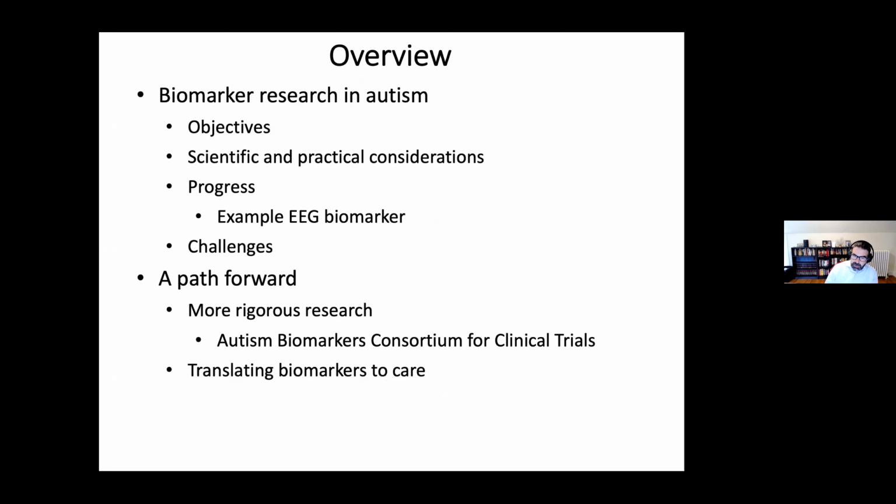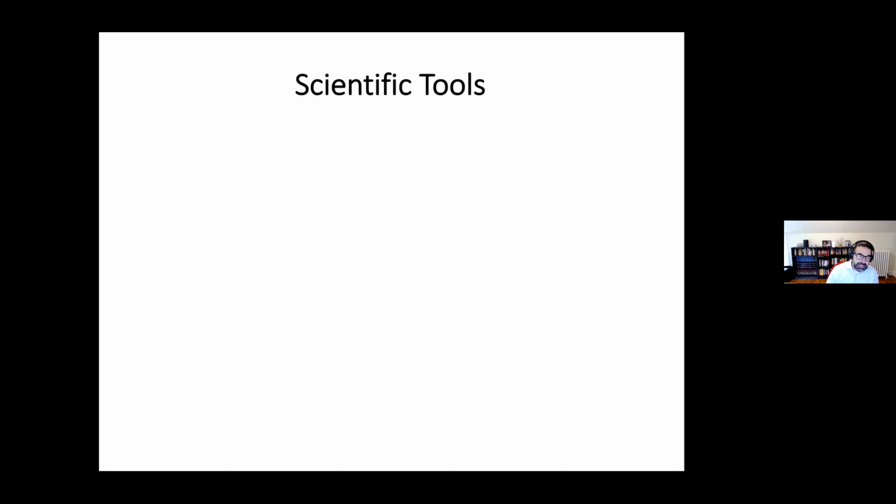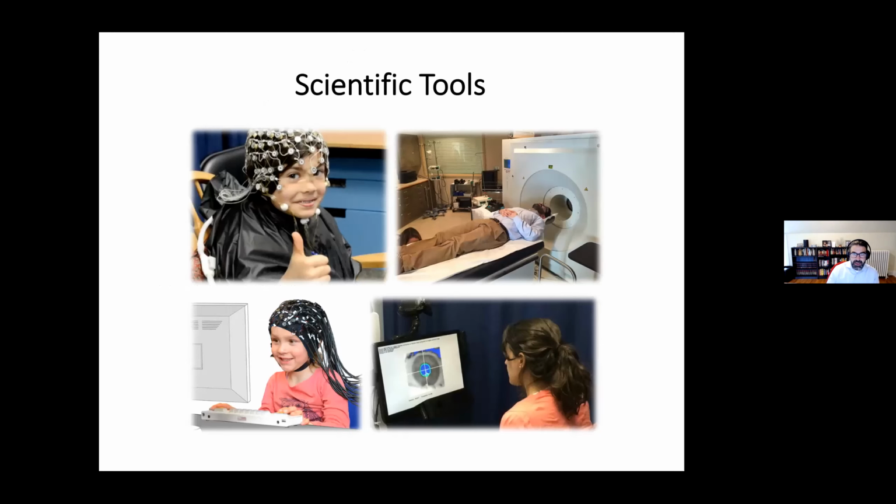One being more rigorous research, and I'll talk about the work of the ABCCT, and then I'll talk about some more novel things that we're doing in the lab to try to think about how we could use biomarkers, how we could leverage them for care. So I want to start by making a really broad point. I said I'm a scientist and I said I'm a clinician. When I'm a scientist in my lab, I'm going to show you some of the different kinds of tools that we have to understand autism.